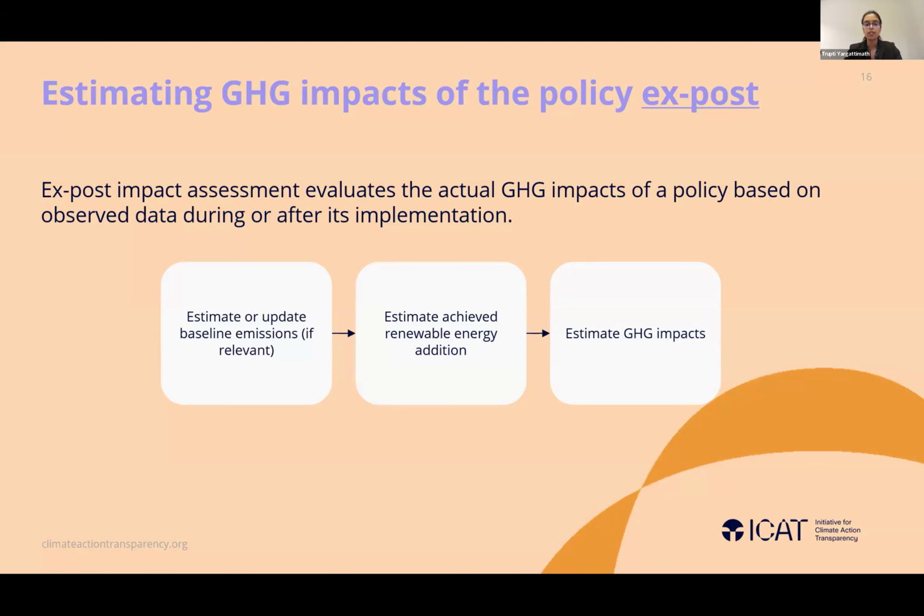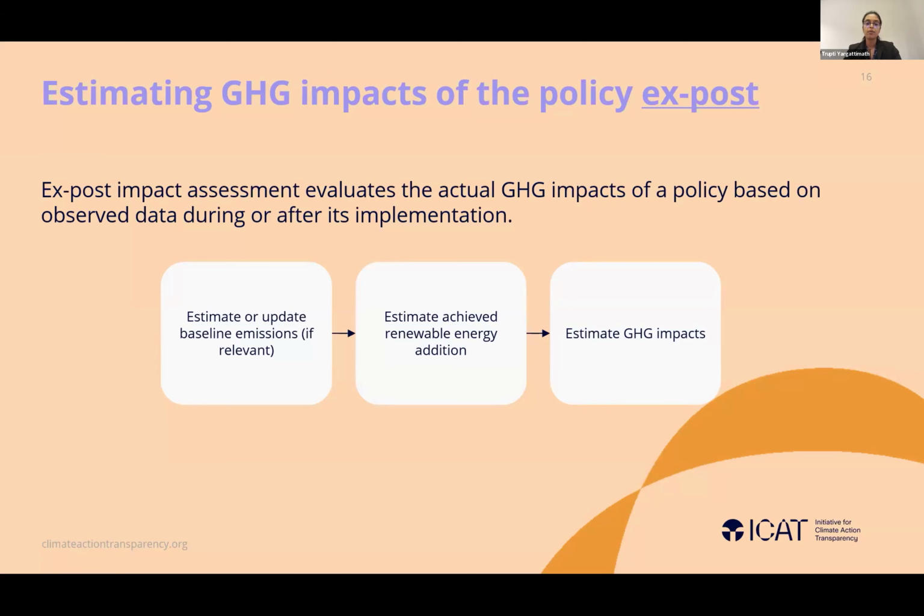So there are three main objectives for this type of assessment. The first is to compare the results achieved with the policy targets. For example, we can compare the actual GHG emissions with relevant sectoral targets if they exist. The second would be to compare the actual results with the baseline scenario.